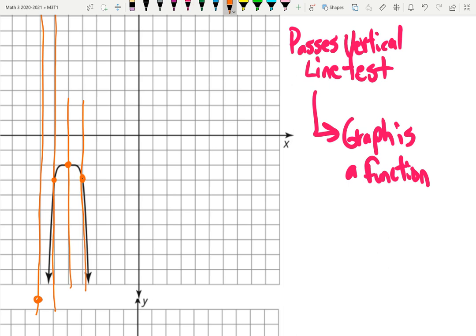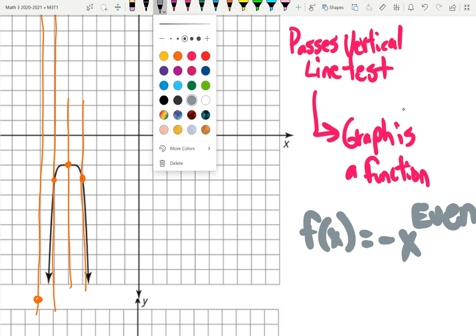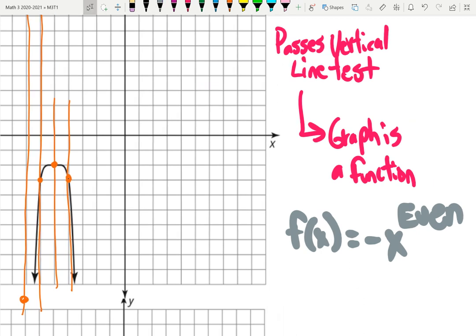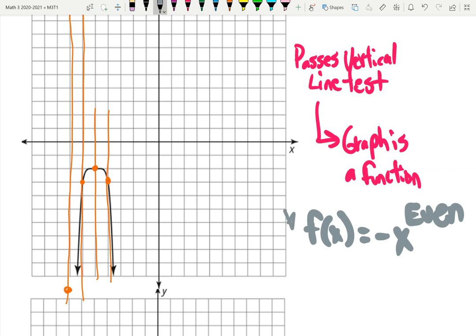I also know from advanced knowledge that this resembles, f of x is going to be a negative x to an even power. The reason I know it's even is because it looks like a U. The reason I know it's a negative is because it is reflected over the y-axis. This is just bonus sight.